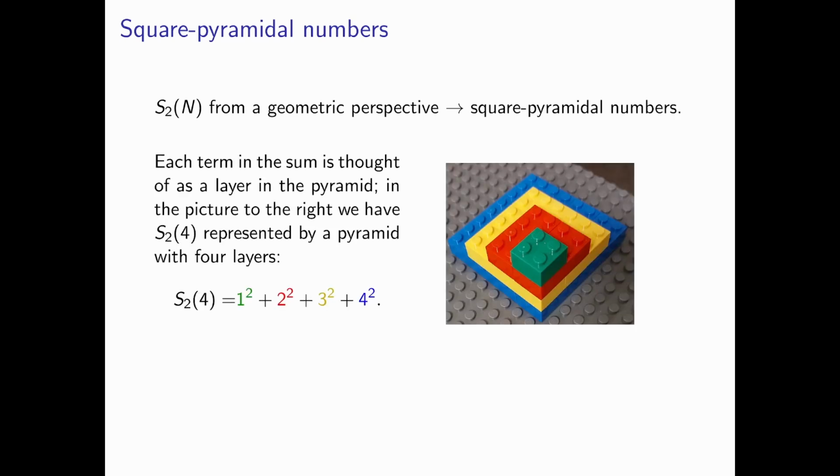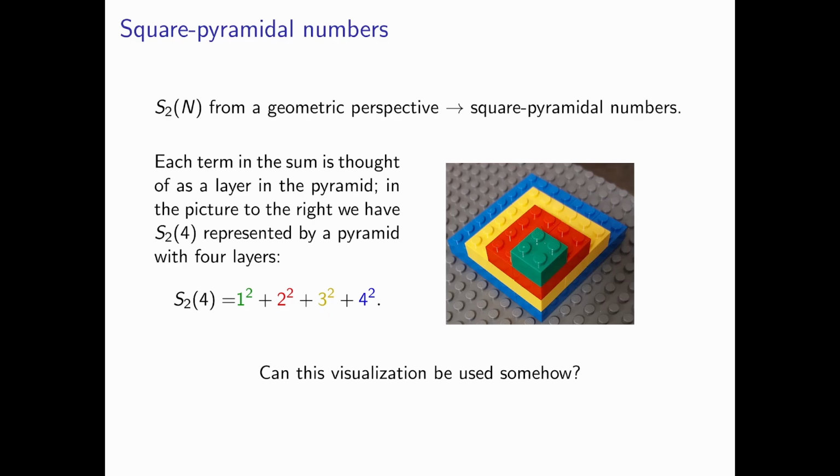So in the picture to the right here, I have a representation of s of 2 of 4 with a pyramid with 4 layers. So the green block is just 1 squared, then the red blocks make up 2 squared, the yellow blocks make up 3 squared, and then finally the blue blocks make up 4 squared, or at least that's what they represent.